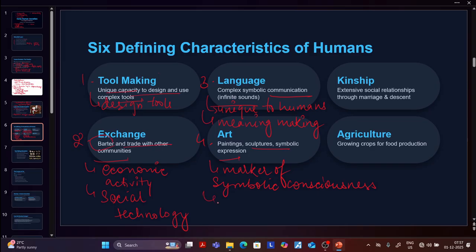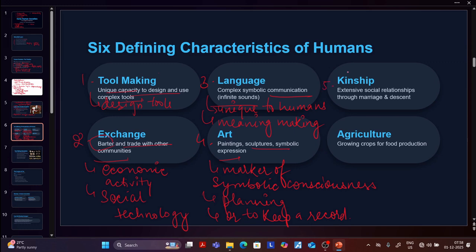Okay, so it was for planning, or to keep a record of an event or hunting, a planning of a sort.